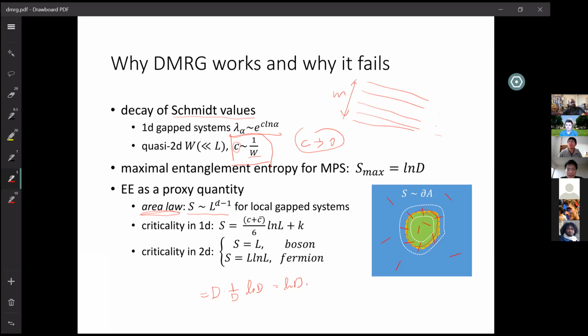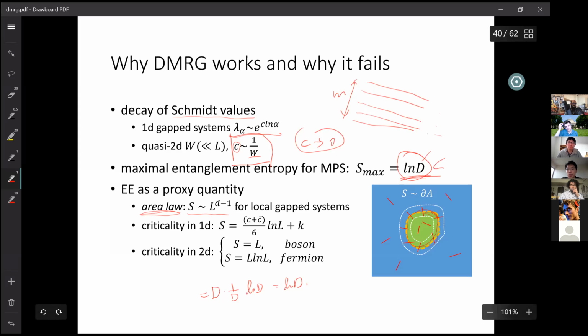All right. So according to the area law, the entanglement entropy in a one-dimensional gapped system will be a constant. That means as long as we have a large enough D, we should be able to handle the entanglement, and the challenge will not grow as we scale up the system. However, in 2D this doesn't work, because as systems grow larger, the entanglement entropy is growing. So at some point, the bond dimension will be smaller than the real entanglement entropy.